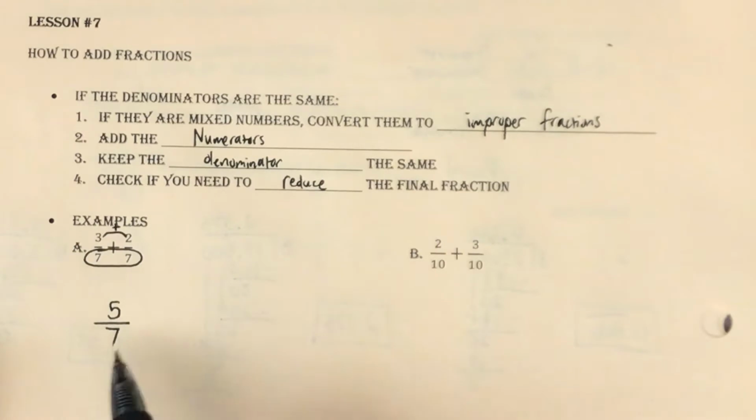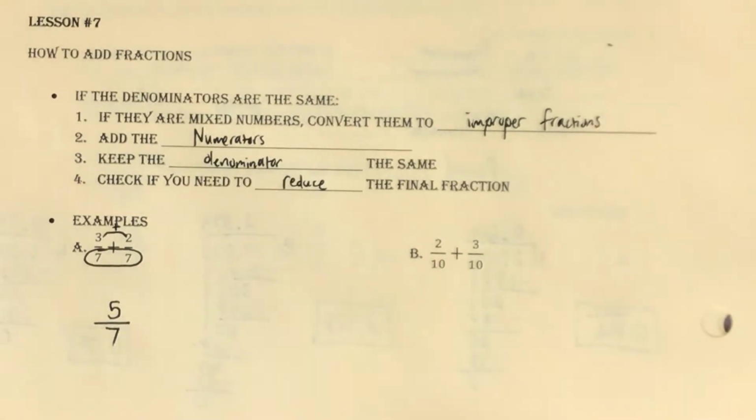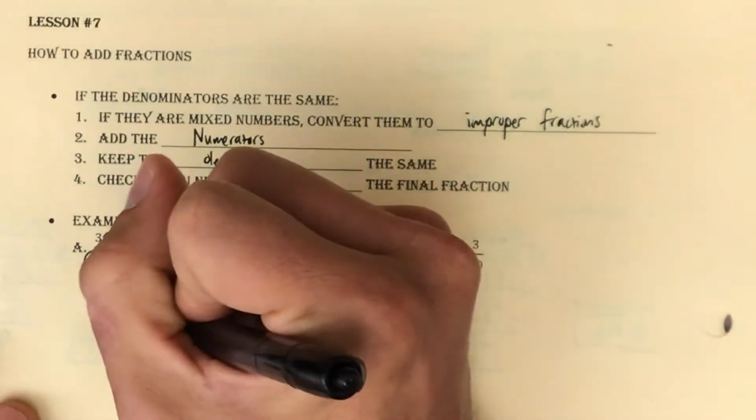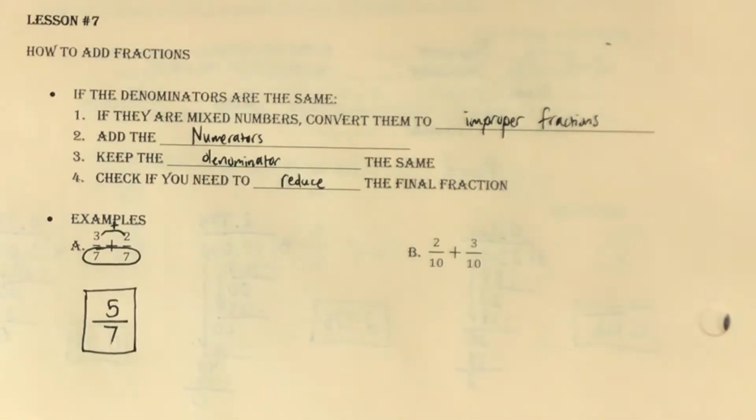Step 3, keep the denominator the same, which I already wrote. And then we need to check, final step, if it needs to be reduced. So do 5 and 7 have a factor bigger than 1 in common? Well, they do not, because 5's only factors are 1 and 5 does not go into 7. So that makes 5/7 my final answer. So again, process, just add the numerators if the denominators are the same, and then bring the denominator down as it is. So try example B on your own.